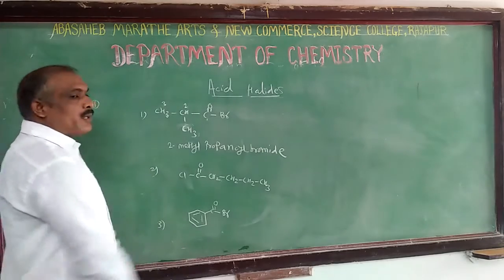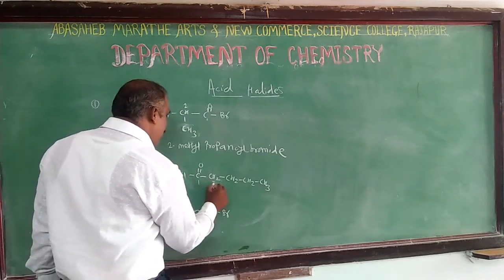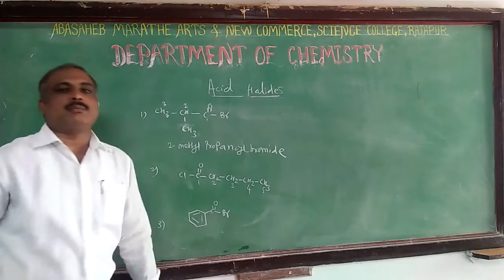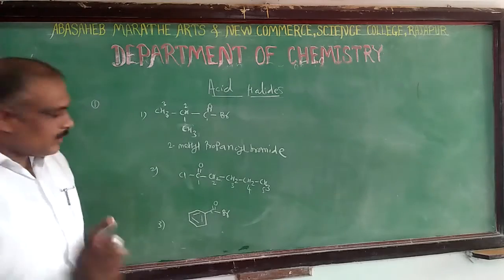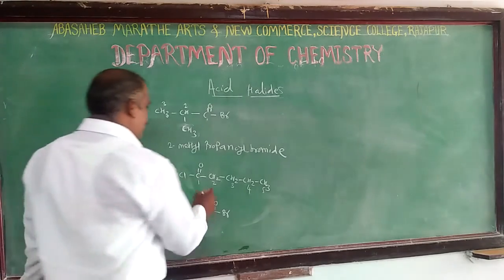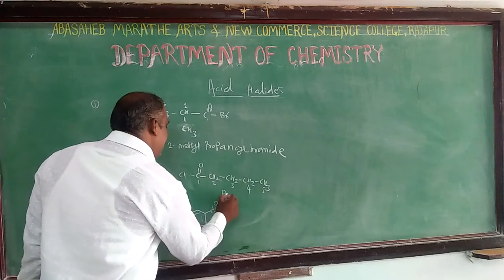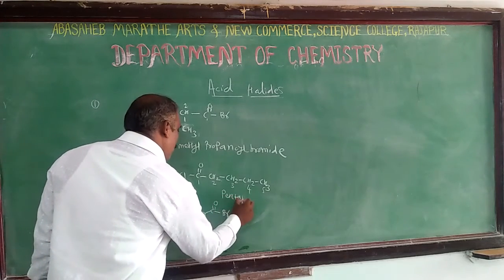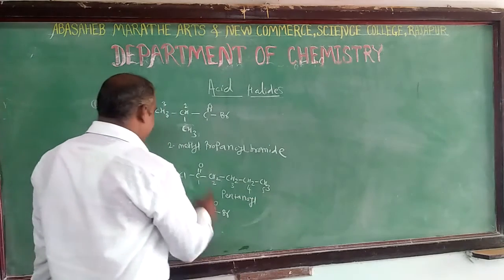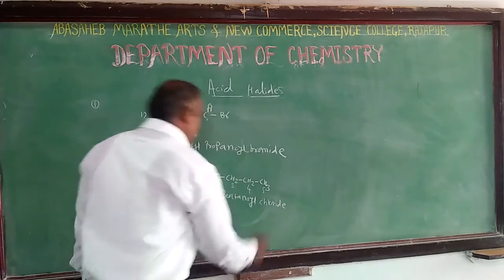Next example: how many carbons are there? 1, 2, 3, 4, and 5 carbons. And therefore, what is the correct name for this structure? 5 carbons, so pentanoyl, right? Pentanoyl chloride. This is the name.